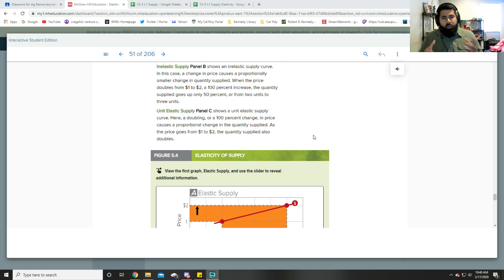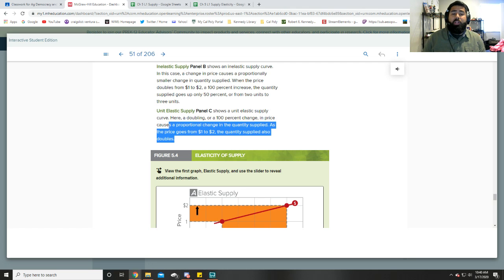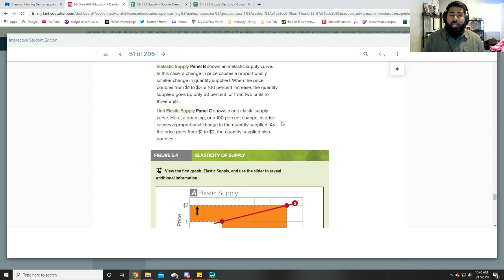And of course, in real life situations, we don't usually see a unit elastic supply case. It's very rare to see one of those, but the only reason we have unit elastic supply is just to create a divider, so we can understand that there's a difference between inelastic supply and elastic supply.